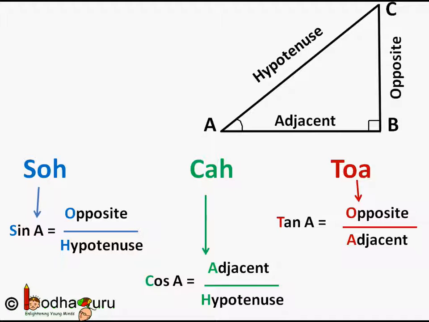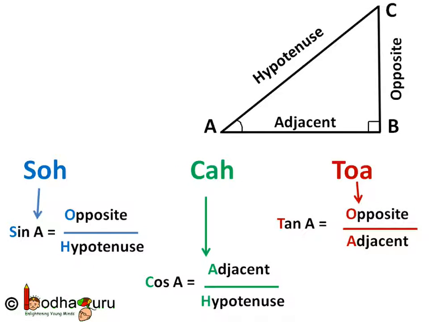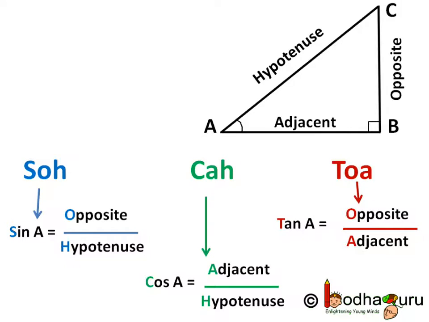Soh means sine of A, S for sine of A, is equal to opposite by hypotenuse. So O is opposite, H is hypotenuse. So sine of A is equal to opposite by hypotenuse, as you can see in the blue color. Cah means cosine or cos of A. C means cosine, A means adjacent, given in green, and H means hypotenuse.